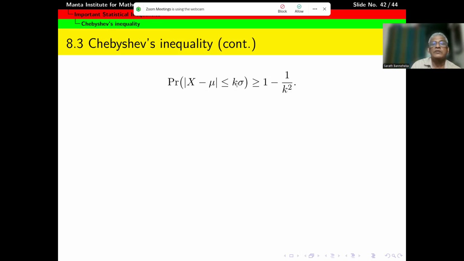And if you put k equal to 3, therefore it will be 1 minus 1 over 9. So that means 8 over 9, right? So the probability that the possible values of x are within three standard deviations from the mean is greater than or equal to 8 over 9, right? So like that.